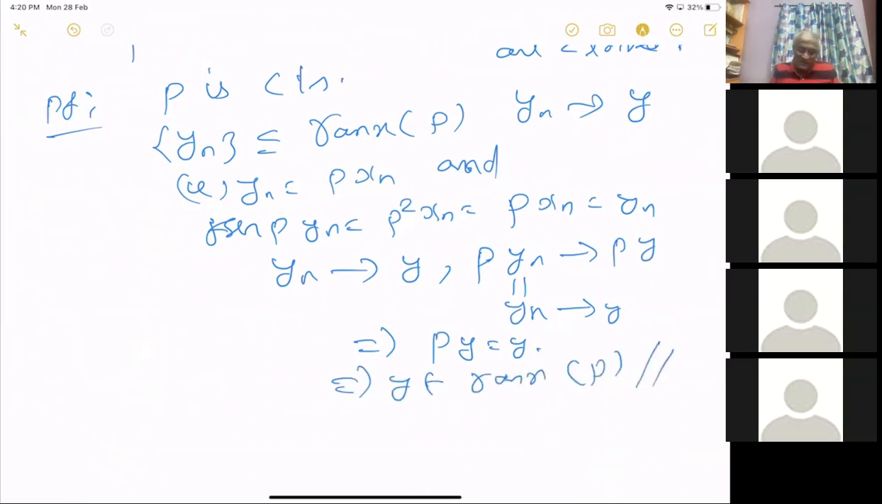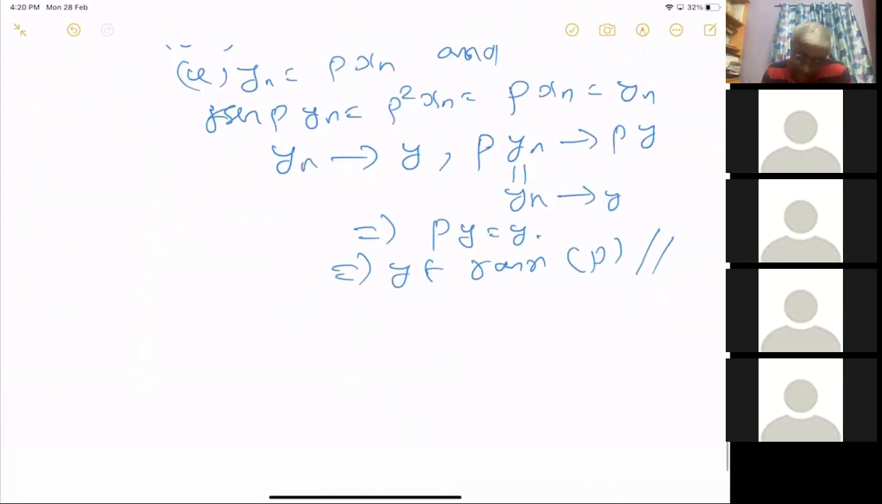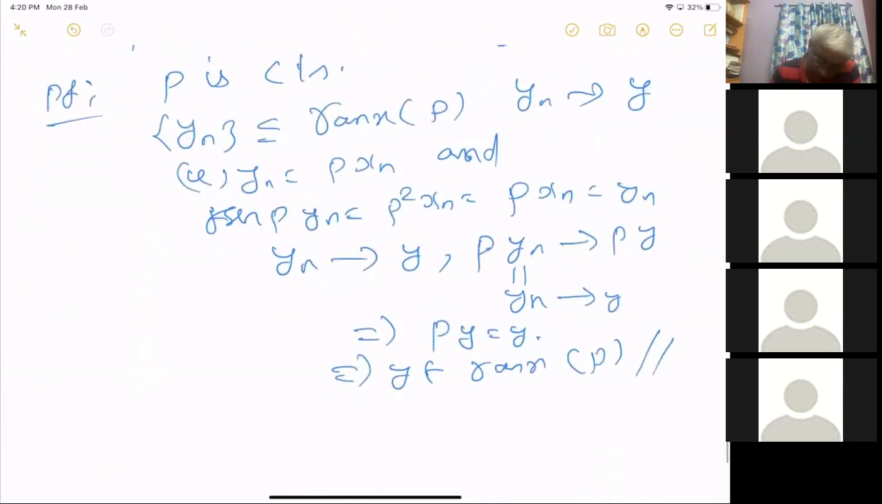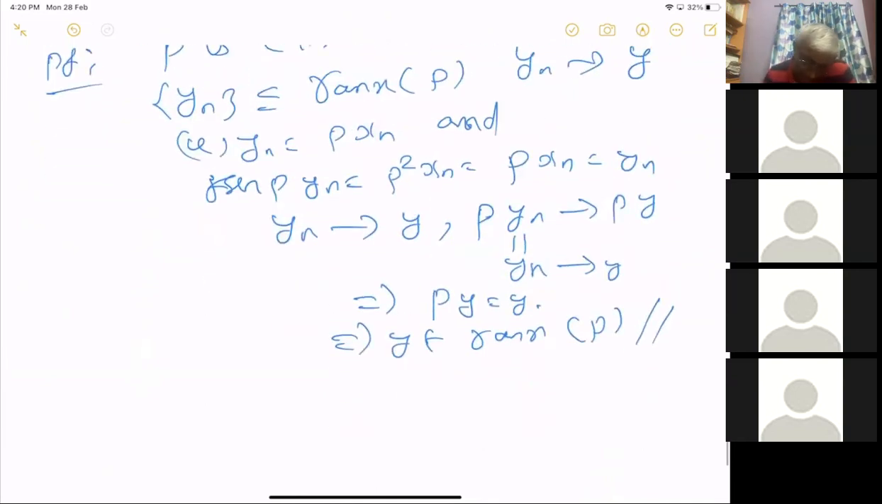If you take some yn in the range of P, then yn will look like P of xn. Then P of yn will look like P squared xn, which equals P of xn, which is equal to yn itself. So P of yn is yn, so P of y is also y. That implies y is in the range. Okay. Similarly, you can apply I minus P and prove the kernel is closed.